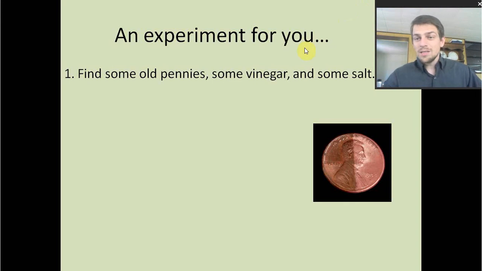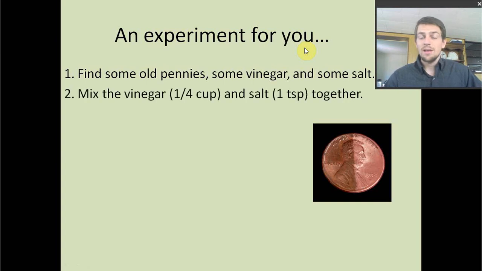So, in this experiment, we're going to be cleaning pennies off using an acid. If you remember from our pH scale, vinegar is an acid. So what we're going to do is mix vinegar together with salt. The exact amounts don't matter that much, but in general about a quarter cup of vinegar and a teaspoon of salt would be good. So you're going to mix those together, maybe in a little bowl or a saucer or something.